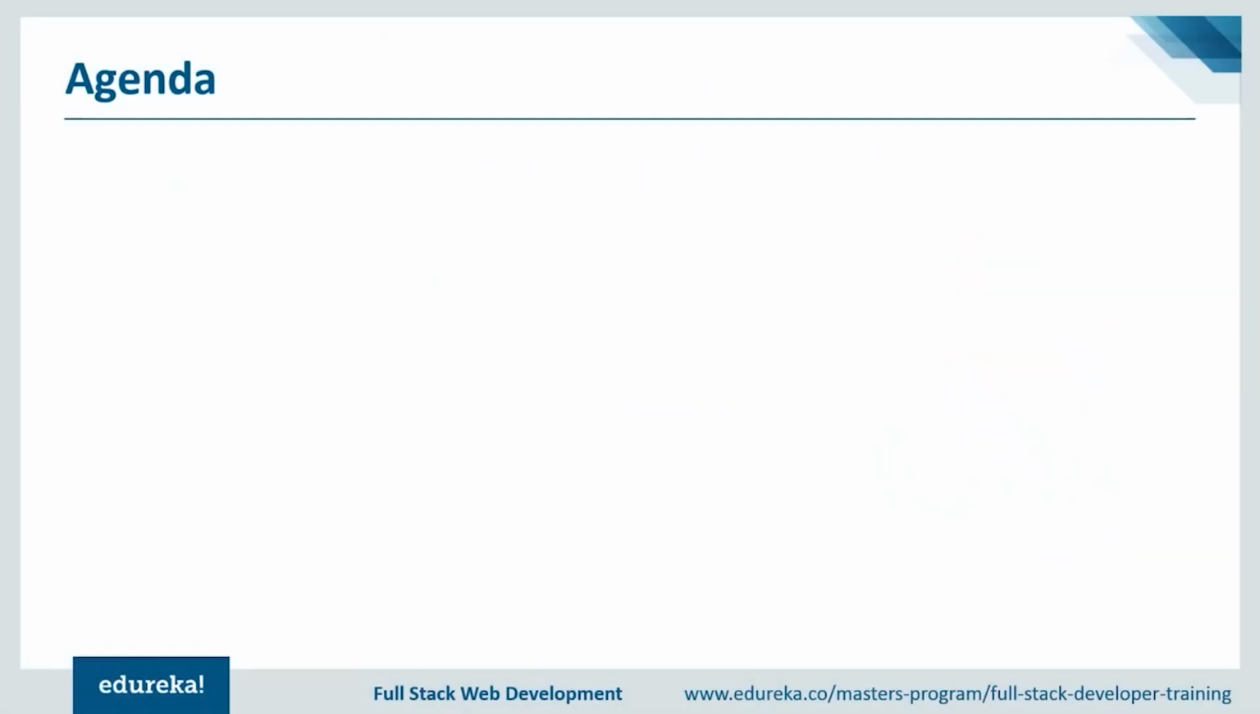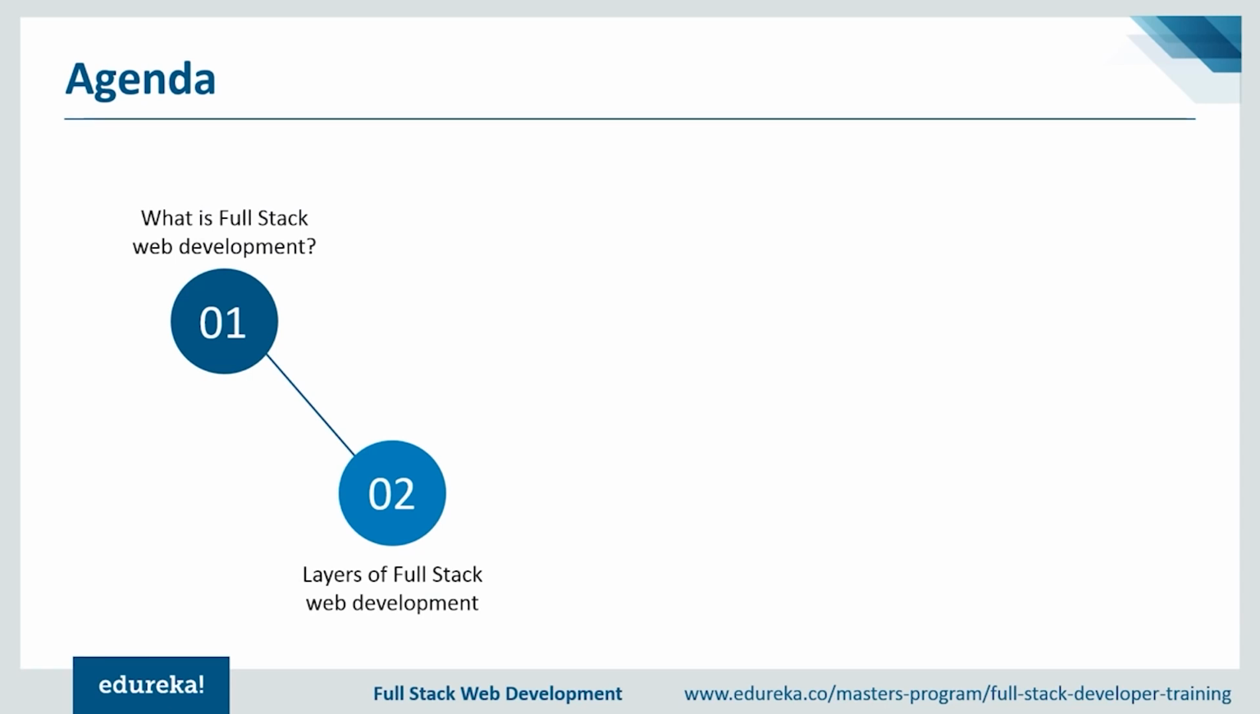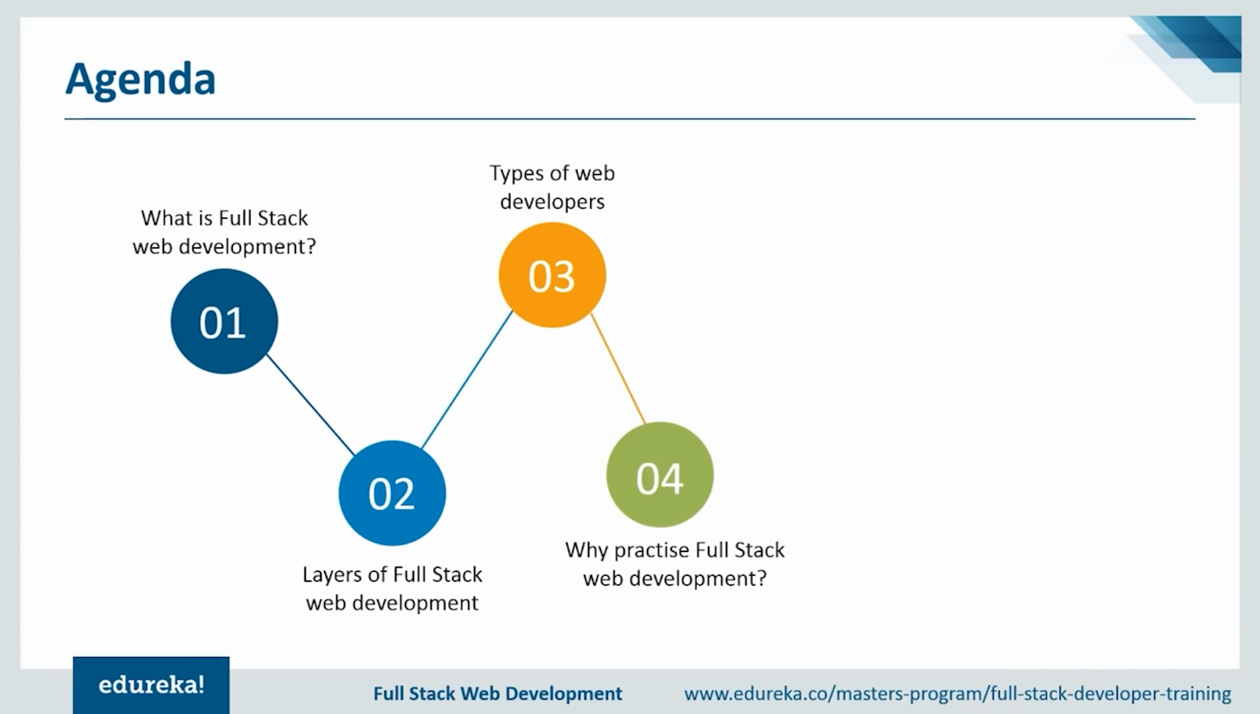So let me run you through today's agenda. We're going to begin with what is full stack web development. Next, we'll discuss the different layers of full stack web development. After that, we'll look at the different types of web developers. Over here, we'll discuss front end, back end, and full stack web developers. Next, we'll discuss a few reasons as to why you should practice full stack development. Once we're done with that, we'll see how to become a full stack web developer. Over here, we'll see what exactly a full stack web developer does. We'll discuss how the front end, back end, and the database management works.